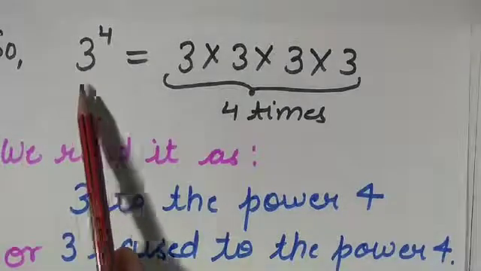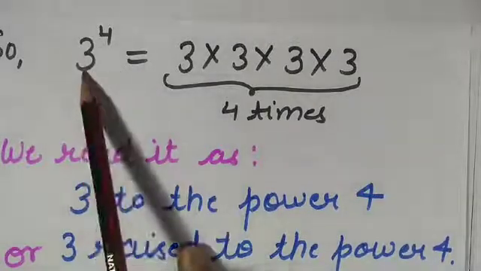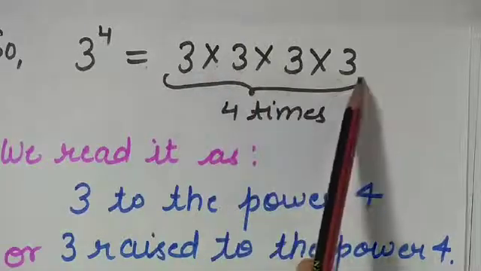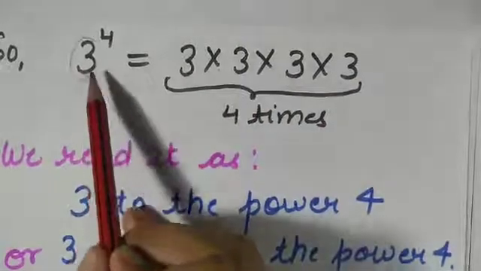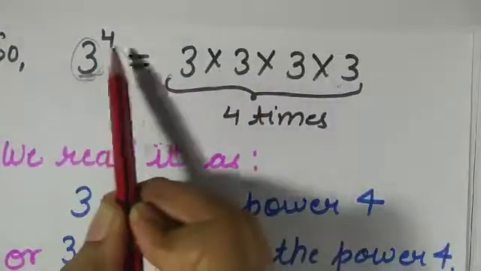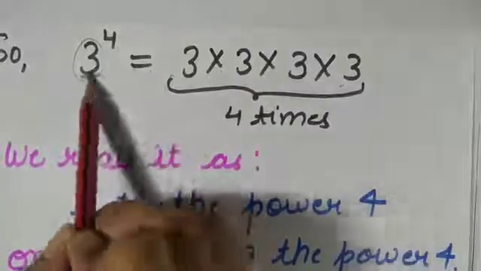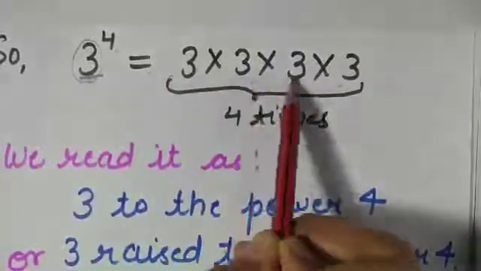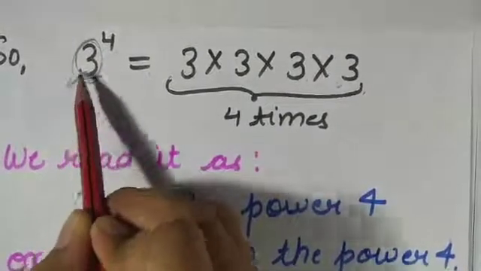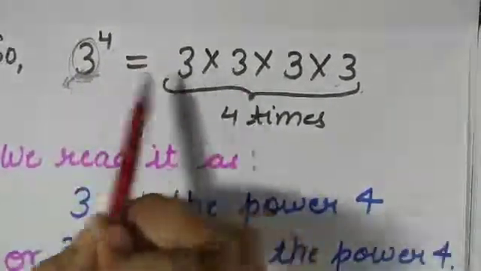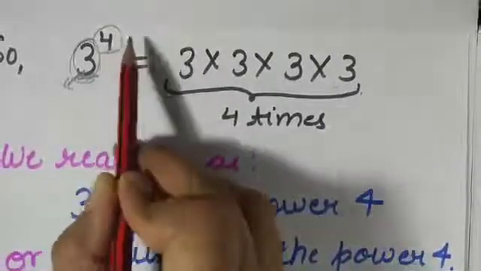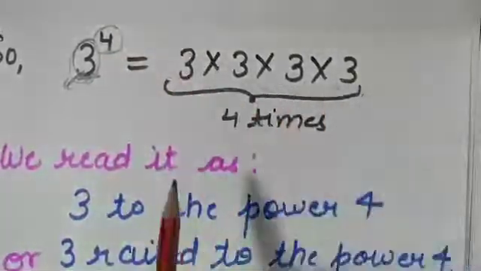So this exponential number can be written in the manner as 3 into 3 into 3 into 3. So this base means the number which is being multiplied. So 3 is multiplied 4 times. So this is equal to 3 into 3 into 3 into 3. This is the base. This denotes the number which is to be multiplied, and this exponent denotes how many times it should be multiplied.